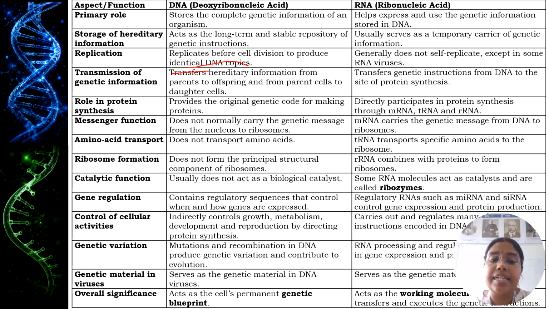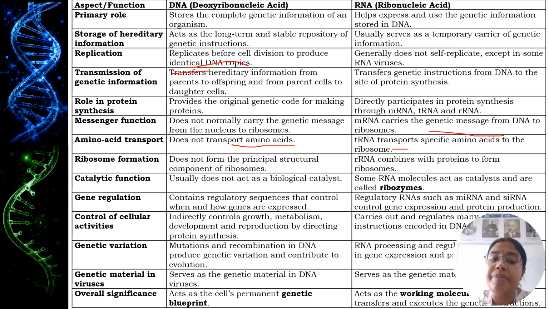DNA provides the original genetic code for making the protein, whereas the RNA directly participates in protein synthesis through the messenger RNA, transfer RNA, or the ribosomal RNA. The DNA does not normally carry the genetic message from the nucleus to the ribosome, whereas the mRNA carries the genetic message from DNA to ribosome. The DNA does not transport the amino acid. The transfer RNA transports the specific amino acids to the ribosome at the time of protein synthesis.